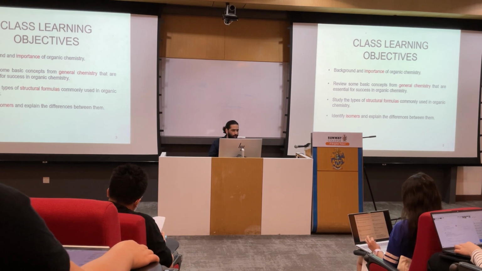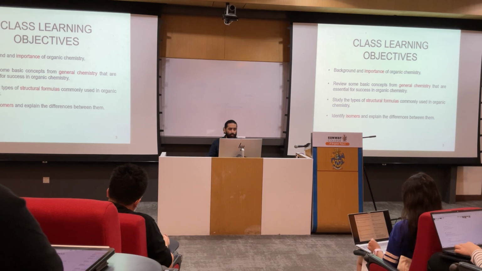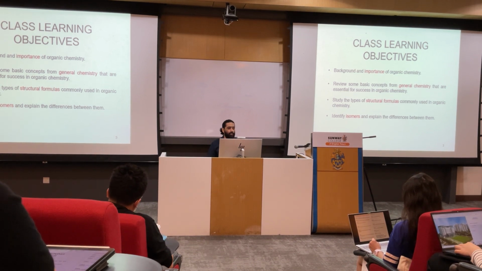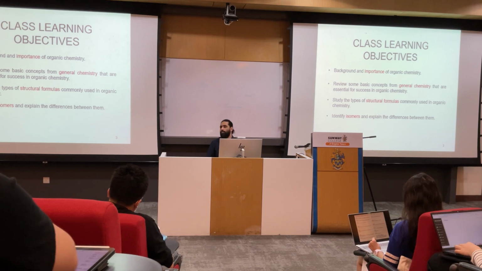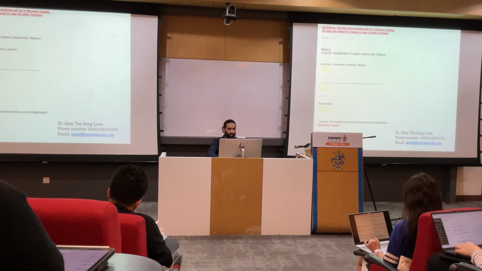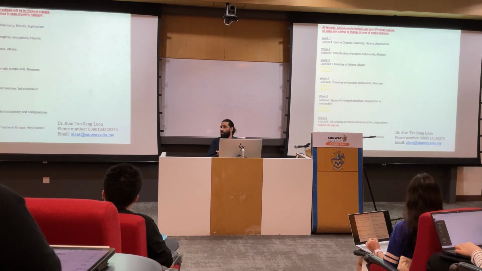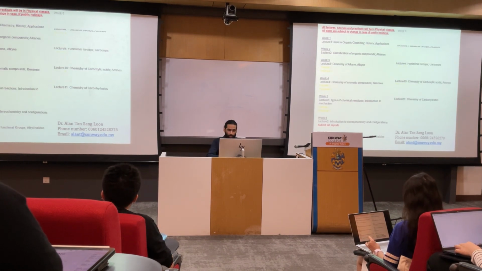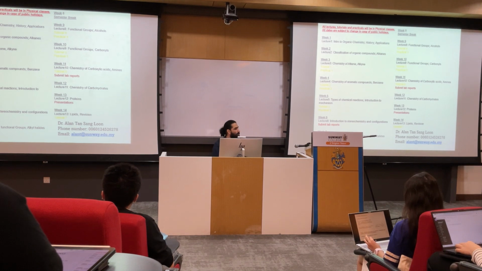Besides that, we will study the types of structural formula which are commonly used in organic chemistry, and identify isomers and explain the differences between them. Okay? So this will be your outline or the timeline for this subject. I have also uploaded this on eLearn.